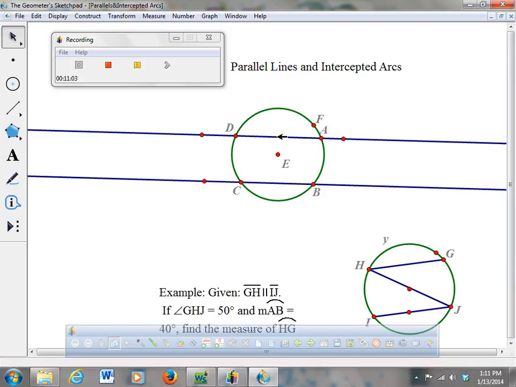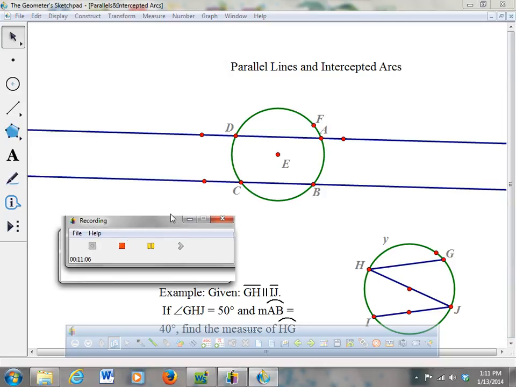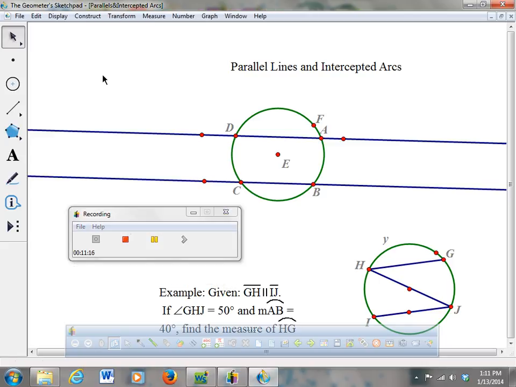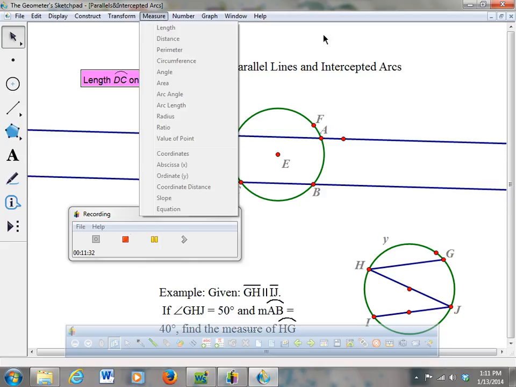Okay. This one talks about the parallel lines and intercepted arcs. So I can measure intercepted arcs. I'm going to show you this. This is kind of cool. By going like this, and measure arc length this time. Actually, measure arc angle.